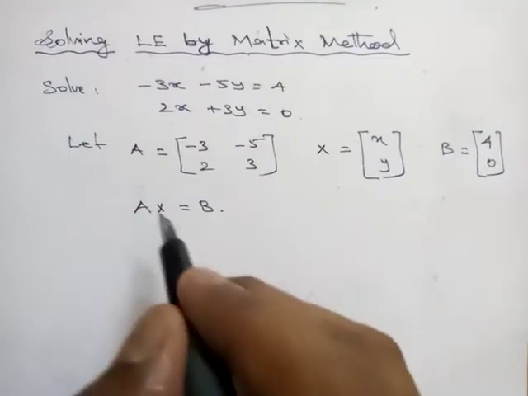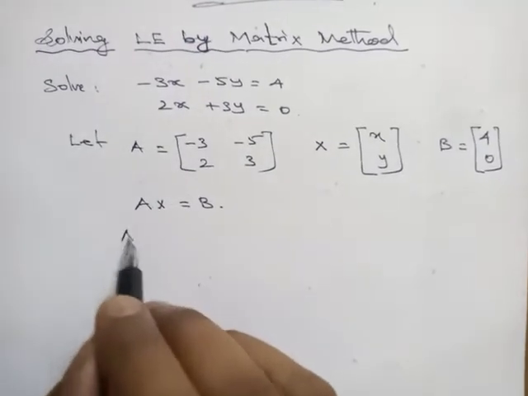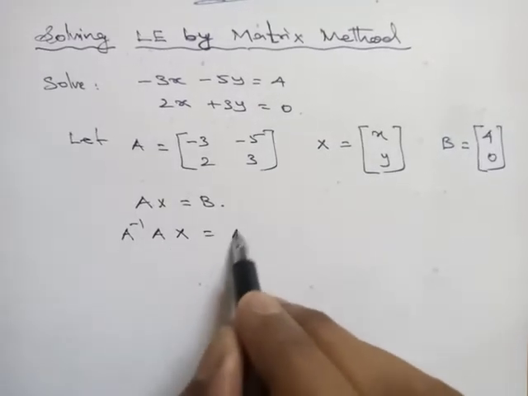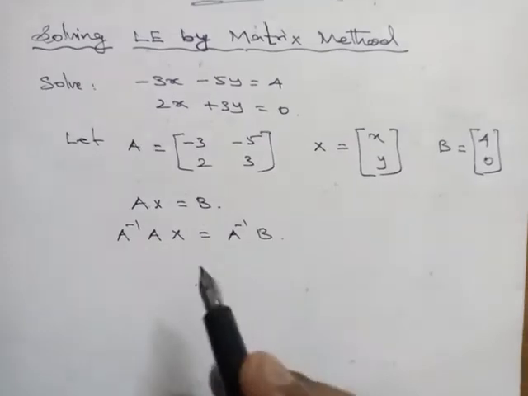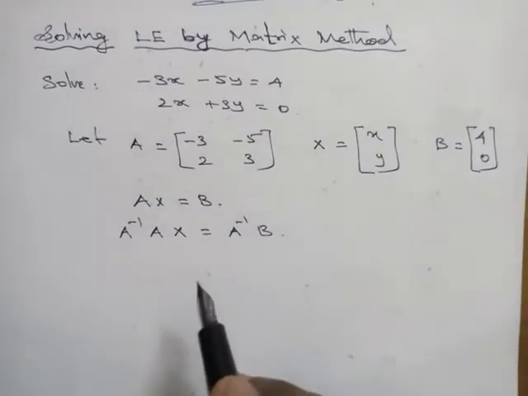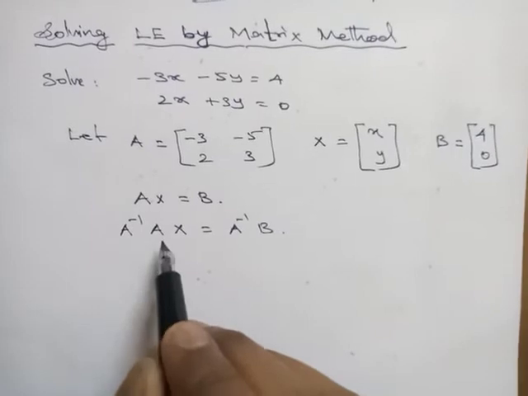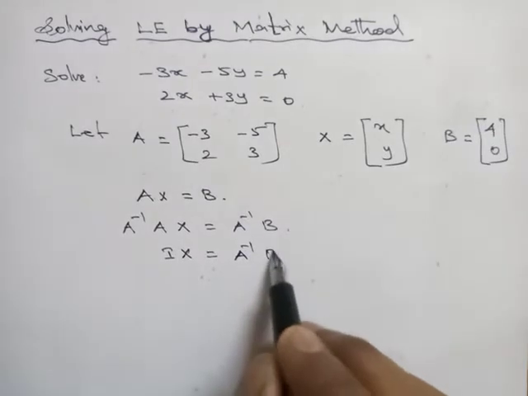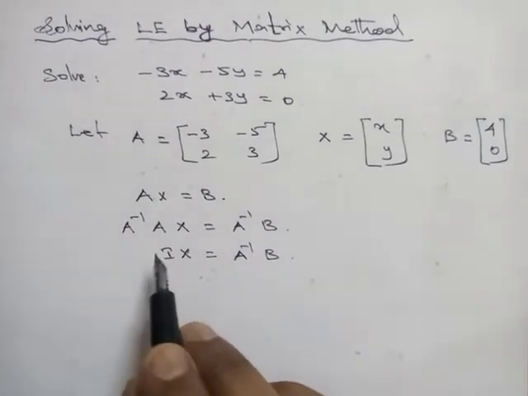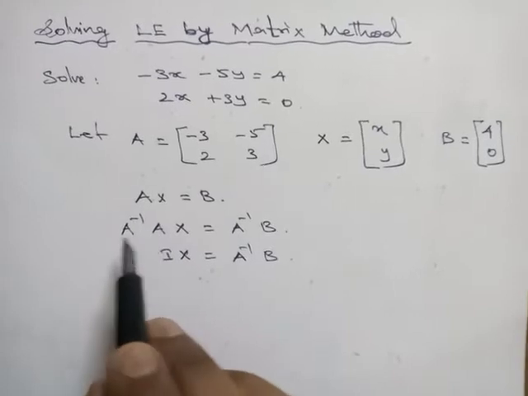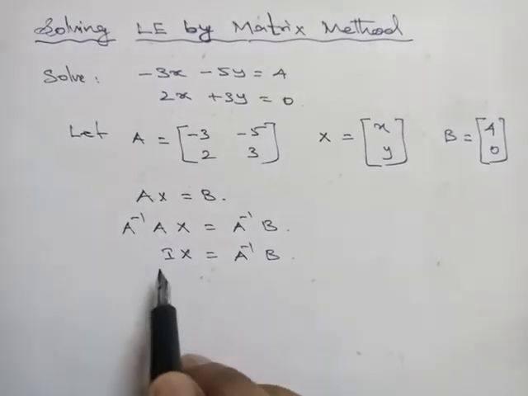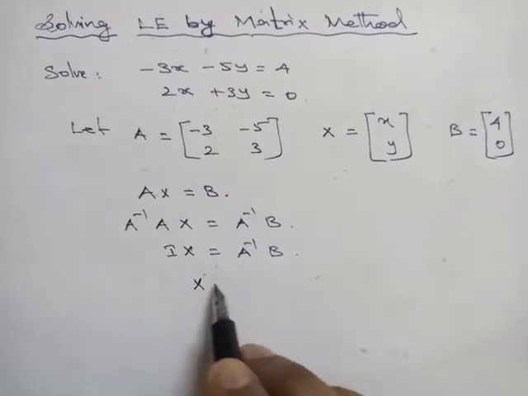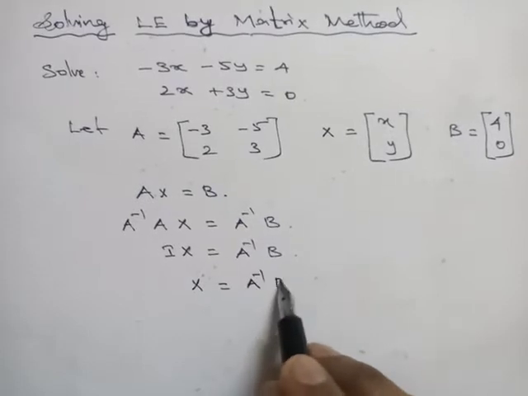So to find this X value, I am pre-multiplying A inverse on both sides. A inverse into A X is equal to A inverse into B. We can pre-multiply or post-multiply on both sides. So A inverse into A is nothing but I. So I into X is equal to A inverse into B. I is nothing but the unit matrix. Any matrix into its inverse matrix gives the unit matrix, and the unit matrix into any matrix gives the same matrix. That means X is equal to A inverse into B.